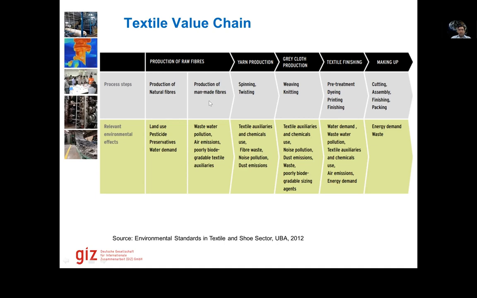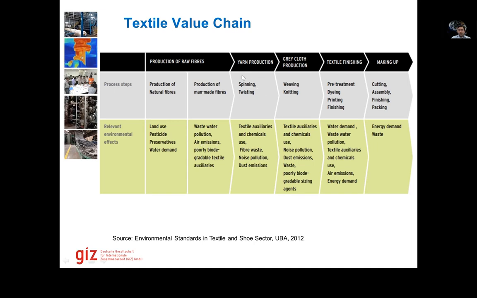And then man-made fibers, these are purely industrial processes where we procure synthetic materials and then we convert them into fibers. There's a lot of wastewater there, pollution, air emissions, and these textile auxiliaries are not biodegradable as well. And then we have a lot of energy consumption here as well.